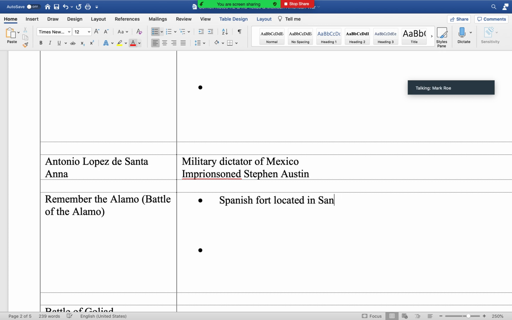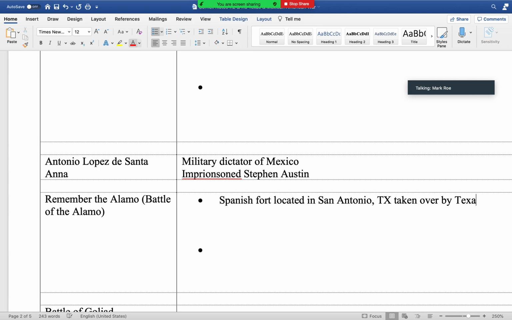In San Antonio, Texas. And the Texans had taken it over. About 200 or so Texans had taken this fort. And that was a very important location to Mexico, because the Alamo had been there for a very long time. It was one of the original Spanish mission forts. And again, it gets taken over by the Texans.